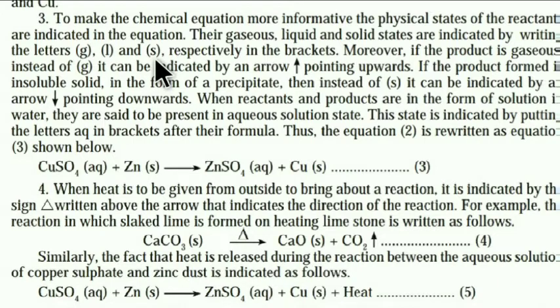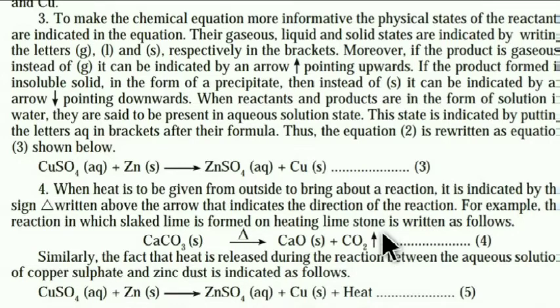Moreover, for a product in the gaseous state, instead of G we can indicate it by an arrow. That arrow shows in the upward direction. Let us see here in equation number 4, there is carbon dioxide and carbon dioxide gas is released. Hence, instead of G there is an arrow in upward direction.